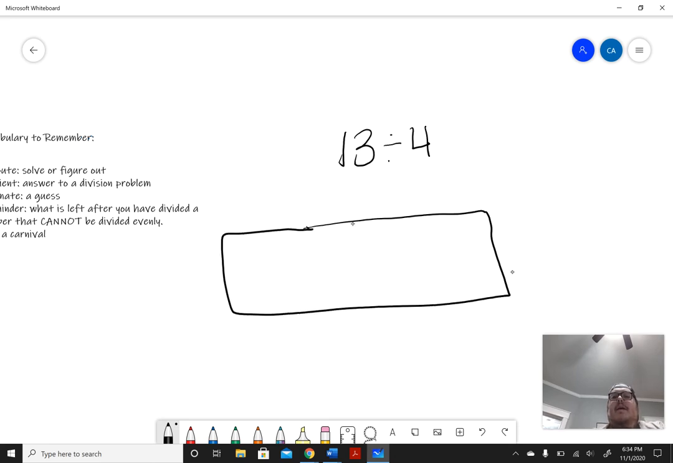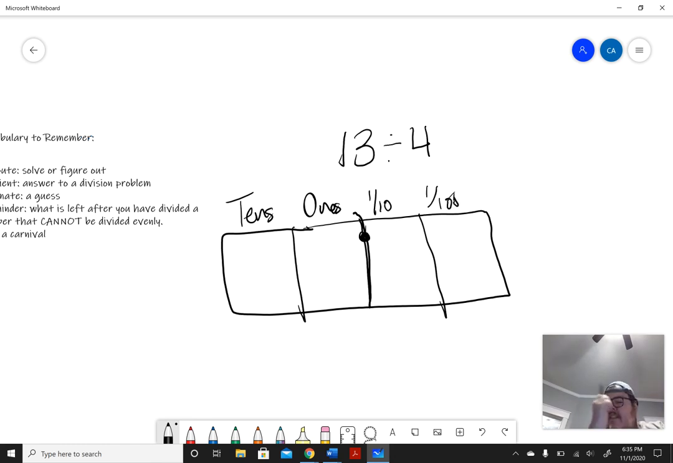Here's my decimal, tens, ones, tenths, hundreds. I doubt we need thousands. Oh, gosh, I said thousands and I wrote thousands. Whoops. Okay, if I put this number into a place value chart, I know that I have 1 ten and 3 ones. So I would make 1 ten and 3 ones.